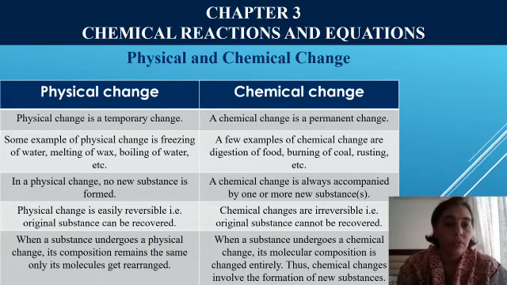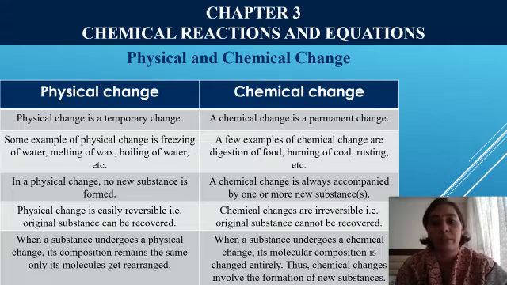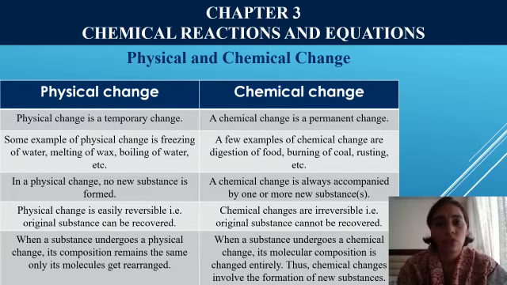Third point: in a physical change, no new substance is formed, and a chemical change is always accompanied by one or more new substances. So this point is also clear. Physical change is easily reversible, that is, the original substance can be recovered back. Chemical changes are irreversible, that is, the original substance cannot be recovered. So this point also we have discussed earlier with examples. So we'll go to the last one.